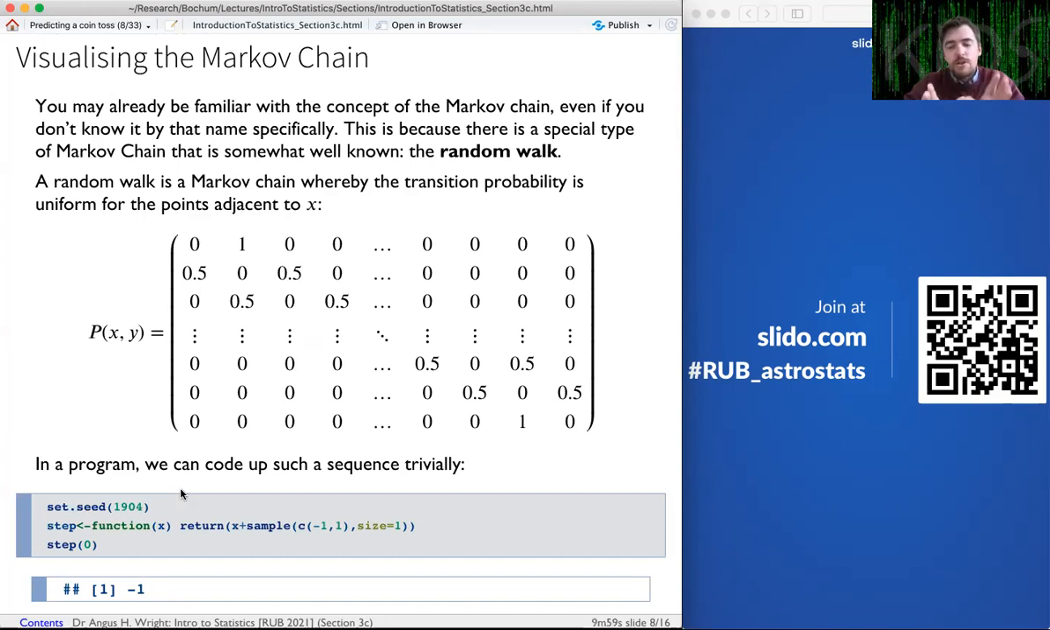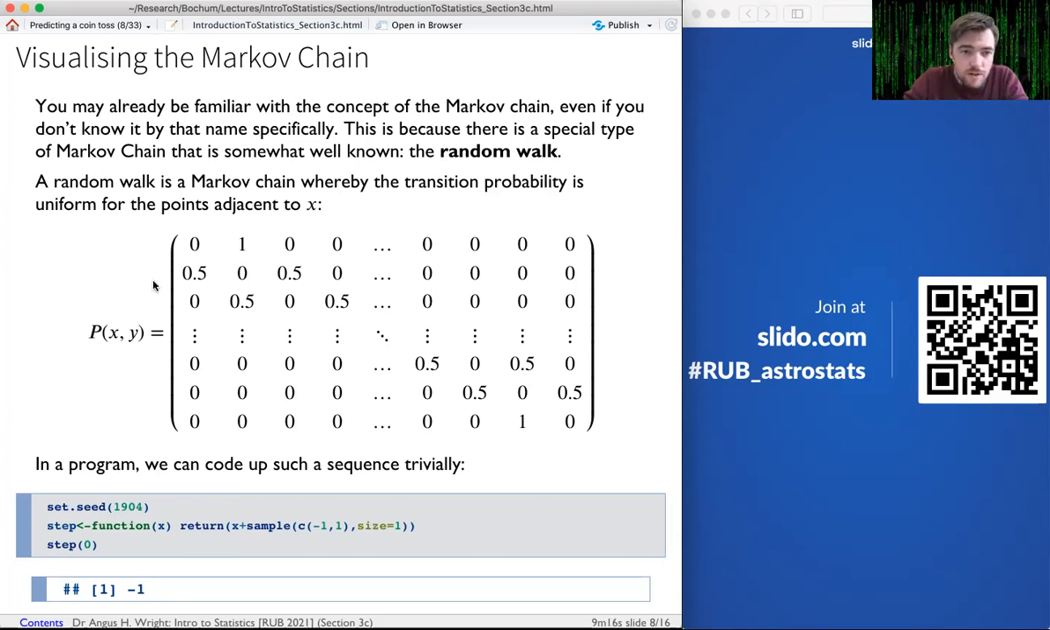So let's actually visualize this whole process. I just gave you a very bad drawing on a whiteboard. Let's do this in a slightly more sensible mechanism, using a very particular type of Markov chain, which we call the random walk. You might be familiar with the random walk. The random walk is a Markov chain where the probability of transitioning from point X to another point in the state space is uniform, and it's uniform to the two adjacent steps only.